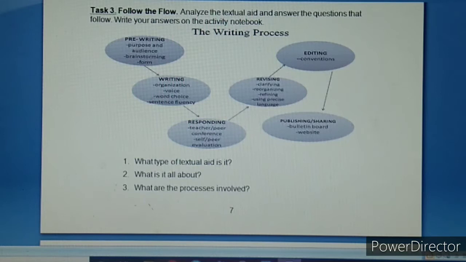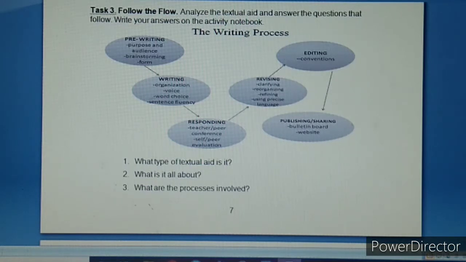Here are the questions. What type of textual aid is it? The correct answer for that question is flow chart. Yes, from the word flow there. Let's move on to number 2.